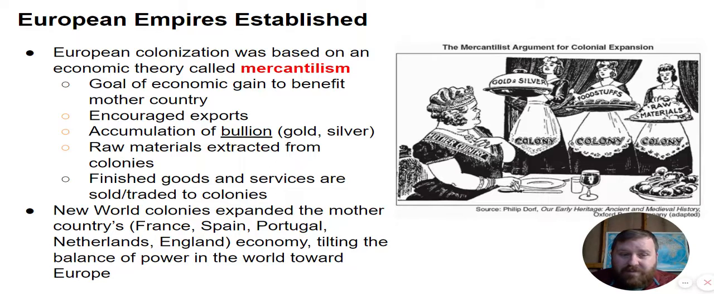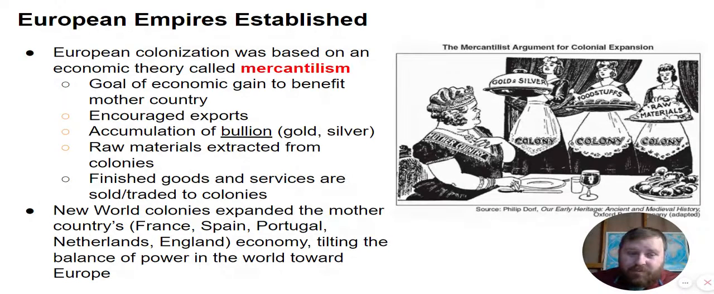Your wealth as a country is based on how much you're exporting versus how much you're importing. So under mercantilism, you want to be kind of self sufficient and not have to import a lot of things, and you want to be able to export as much as possible. A big part of mercantilism is the accumulation of what's called bullion, which is gold and silver.